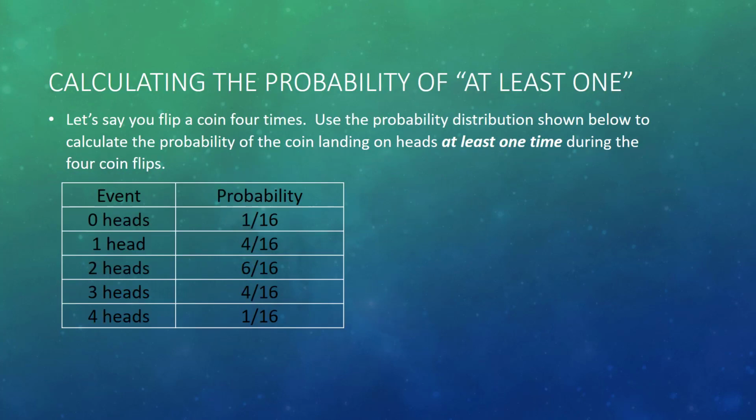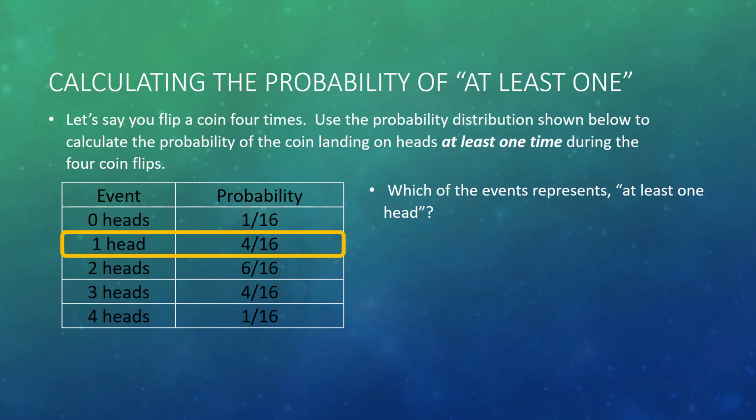Calculating the probability of at least one. Let's say you flip a coin 4 times. Use the probability distribution shown to calculate the probability of the coin landing on heads at least one time during the 4 coin flips. Which of the events in the table represents at least one head?